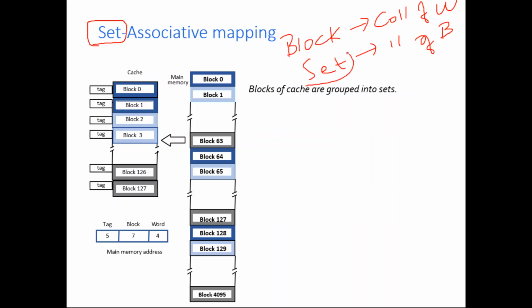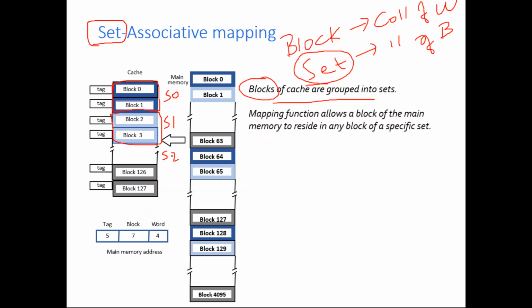So here we are going to create something called a set. Blocks of cache are grouped into sets. These are blocks of the cache memory, not of the main memory. So more than one block of the cache memory is grouped to form a set. As a simple case, let us assume that two blocks form a set. So block 0 and block 1 become set 0. Block 2 and block 3 become set 1. Block 4 and block 5 become set 2, and so on and so forth. Like that we form multiple sets.